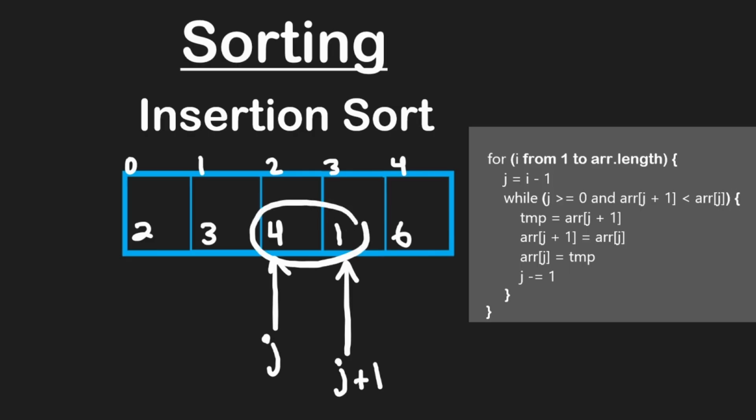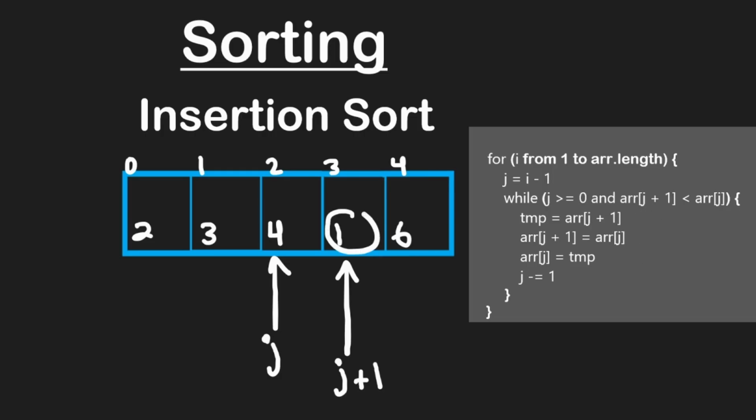And then you compare these. And now the value at j plus 1 is less than the value at j. That's this part of the code. This part is basically to make sure that we don't go out of bounds. And you'll see what I mean in just a second. But now that this comparison holds, we're going to perform the swap.